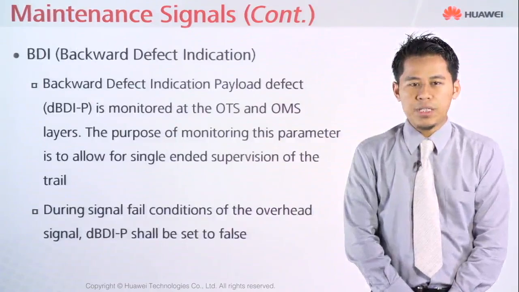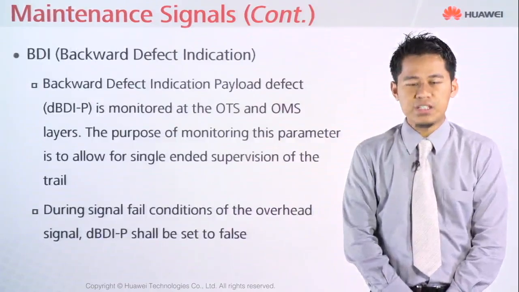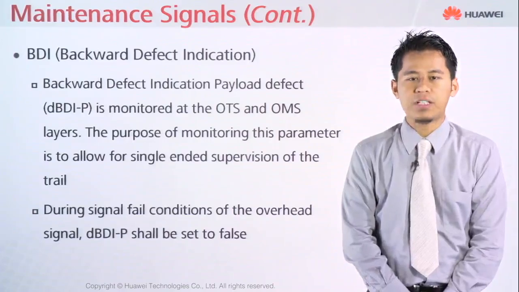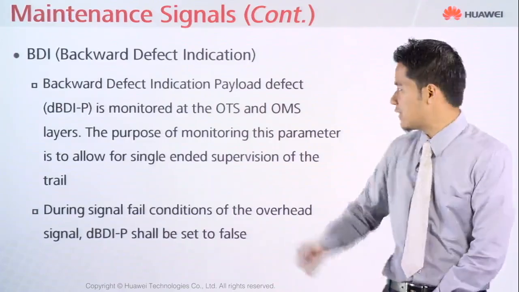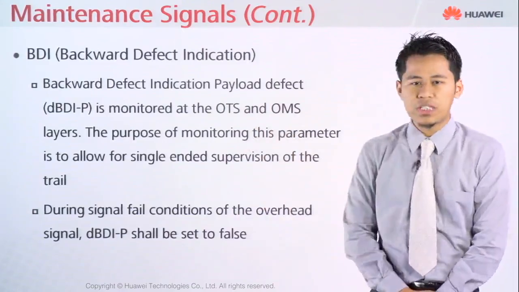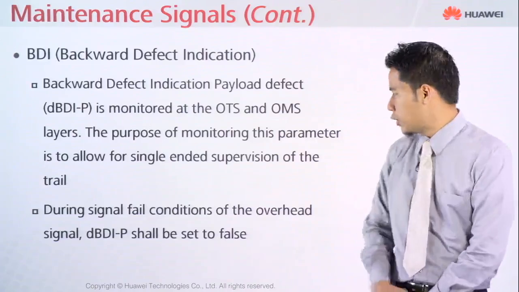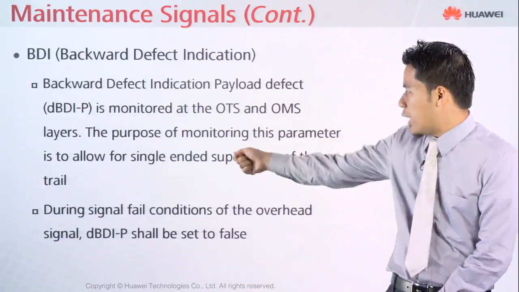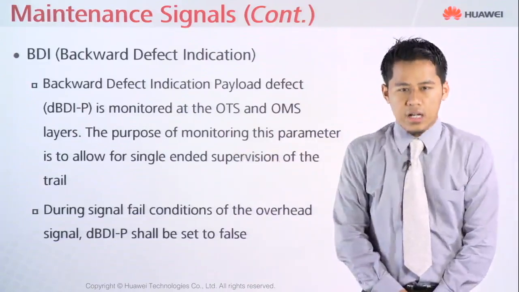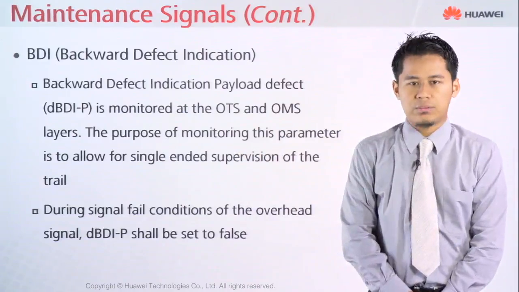And the next byte will be the BDI, backward defect indication. Backward defect indication is the opposite of the FDI. As you can see here, it is monitored for the OTS and also the OMS layer. In this part also you will see they allow single-ended supervision of the trail.